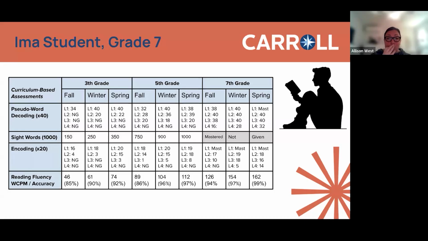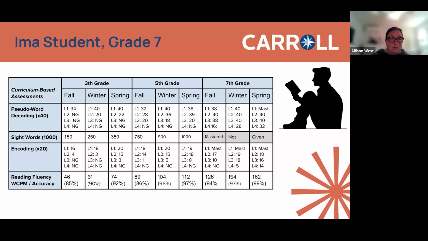And this is a student who ended in the spring of 7th grade, mostly mastering all 4 levels in decoding. The spelling is lagging slightly behind the decoding, but still showing excellent gains. And that oral reading fluency score in the spring of 7th grade placed Ima at the 64th percentile nationally. And so that means that Ima is reading grade level text with adequate speed and accuracy.